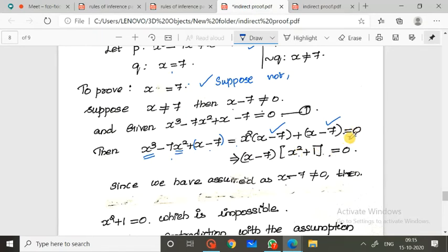Already this is equal to 0, as given. So we have assumed the contradiction: x minus 7 is not equal to 0. If two terms are there, a into b is equal to 0, then either a equal to 0 or b equal to 0. Or another condition: if a not equal to 0, then b equal to 0. And if a is equal to 0, then b is not equal to 0.